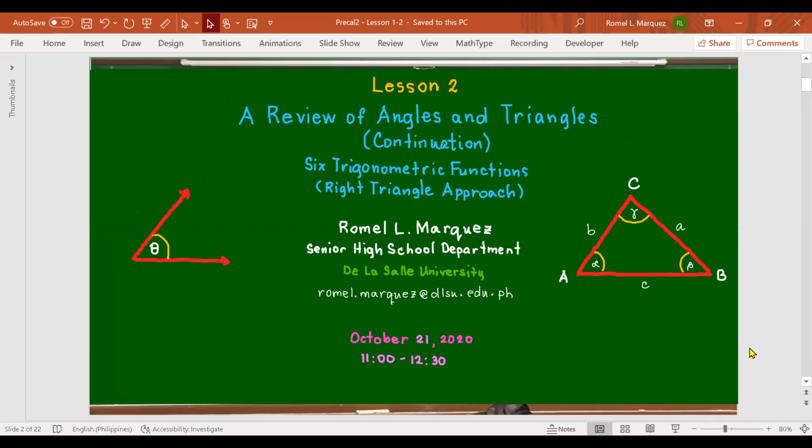So today is our lesson number 2, still about angles and triangles, a continuation of what we had last time. And if time will permit, we're going to reach up to the 6 trigonometric functions, right triangle approach, or at least those things that will be needed here. So let's have a recap of what we had last time.